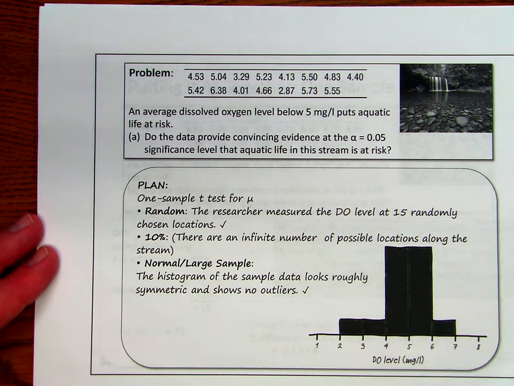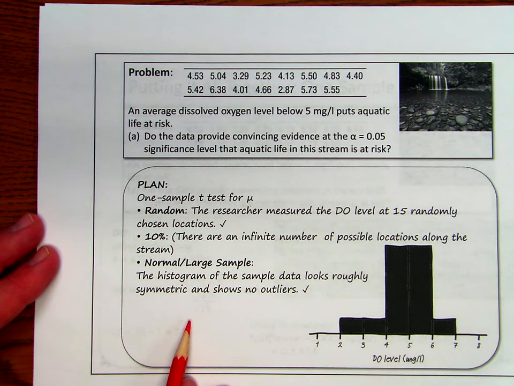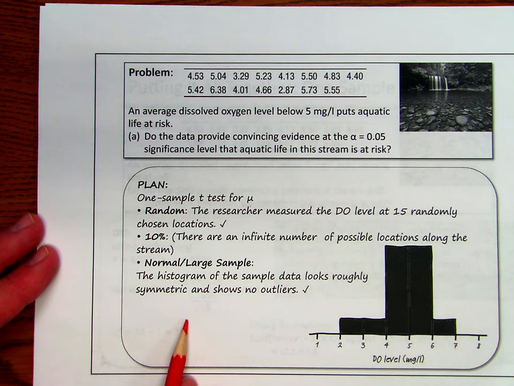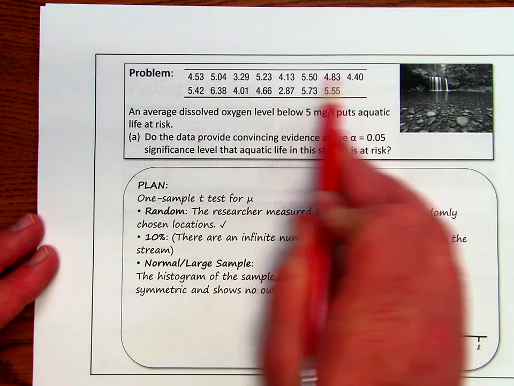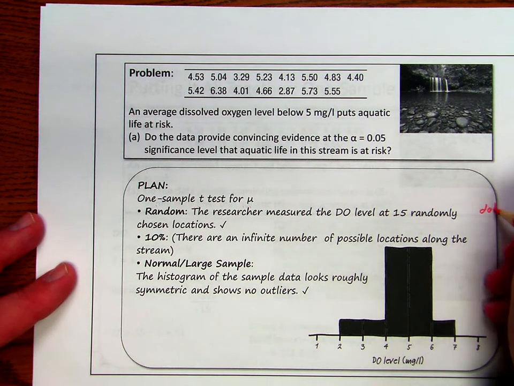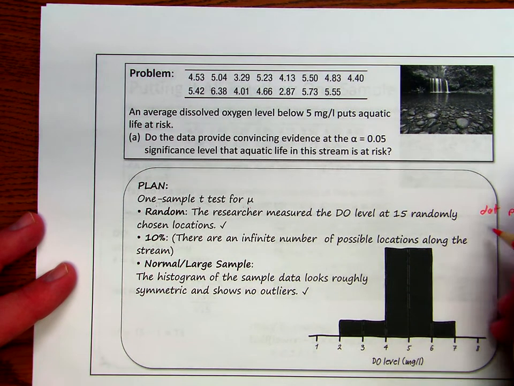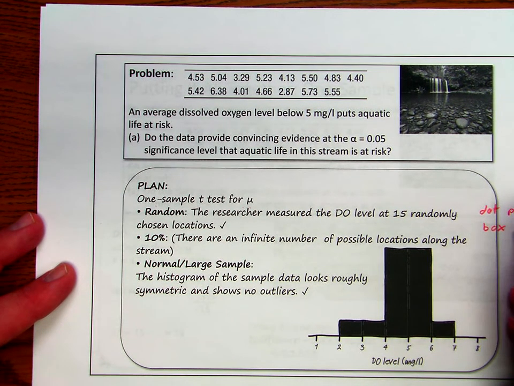Now, we don't know anything about population distribution. Our sample size is less than 30. So this is the most difficult case of this type of test, where what we're going to have to do is look at the sample data. So what you need to do is construct some graph for this data right here. Options are, you could do a dot plot, which is pretty easy to do, sketching by hand. You could do a box plot, which is very easy to construct on your calculator.